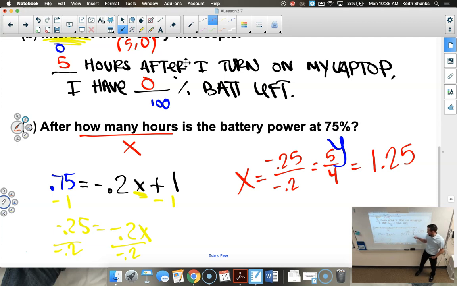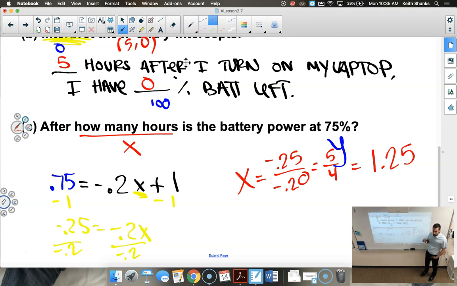Did I go too fast? Wait, wait. Reduce this, right? 25 and 20. How many times does 5 go into 25? 5 times. How many times does 5 go into 20? 4 times. That's 1.25. So after 1.25 hours. Sorry, 1.25 hours.